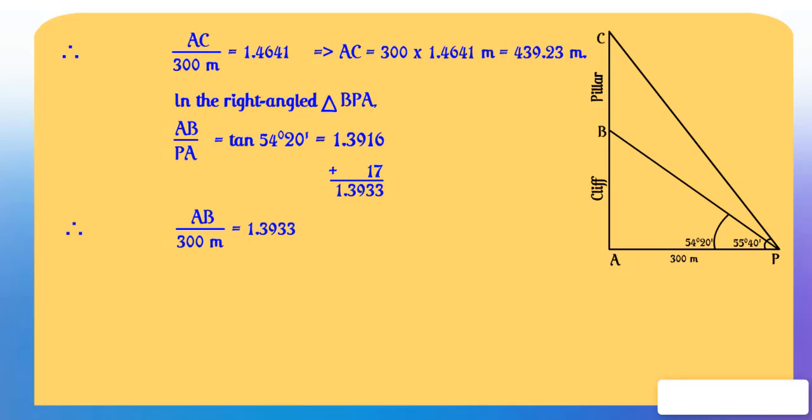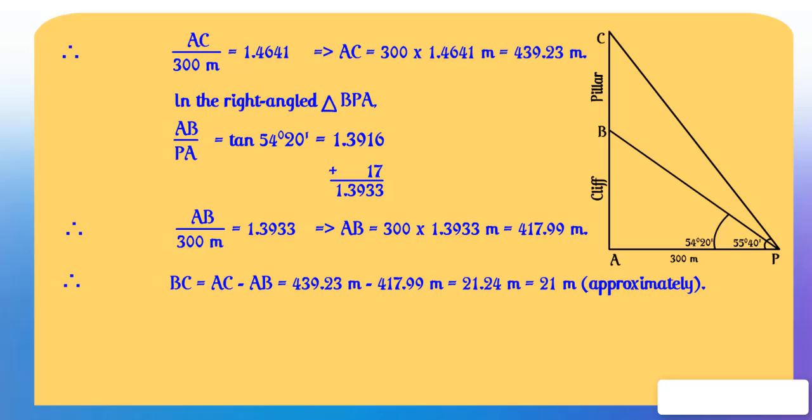Therefore, AB by 300 meters is equal to 1.3933. This implies AB is equal to 300 into 1.3933 meters, which is 417.99 meters. Therefore, BC is equal to AC minus AB, which is 439.23 minus 417.99 meters, which is equal to 21 meters approximately.